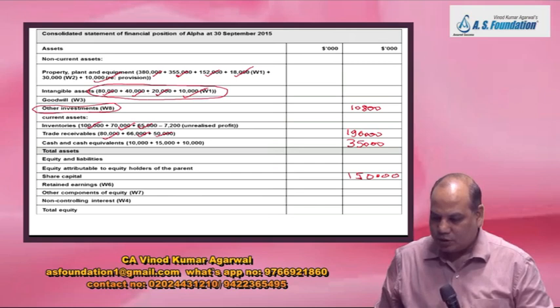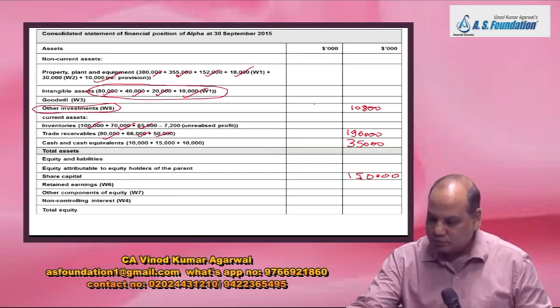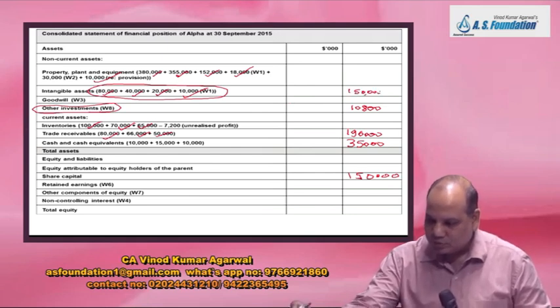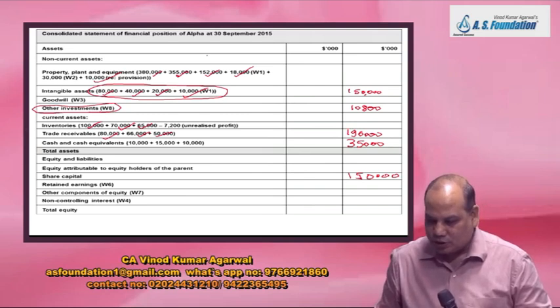80, 40, 20, 10. 1 lakh? 55. Okay, okay. But this a non-current asset, one figure we have to check. So wait, don't take total.